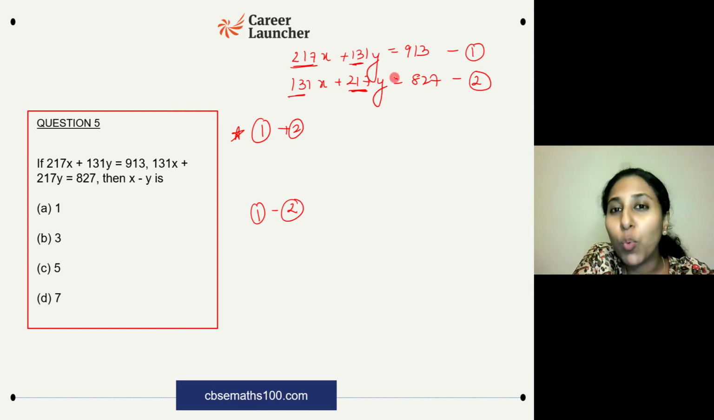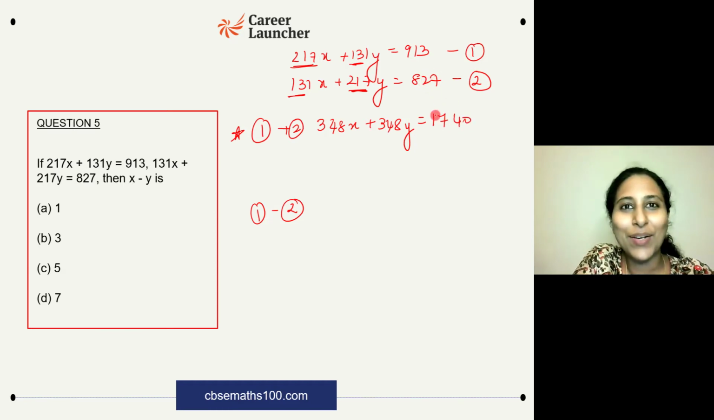When you calculate 1 plus 2, you get 217x plus 131x, which would be 348x. 131y plus 217y, which is 348y. This is equal to 913 plus 827. This would be 1740. Okay. So here you see, when you're adding 1 and 2, both x and y would have the same coefficient. Let's divide throughout by 348.